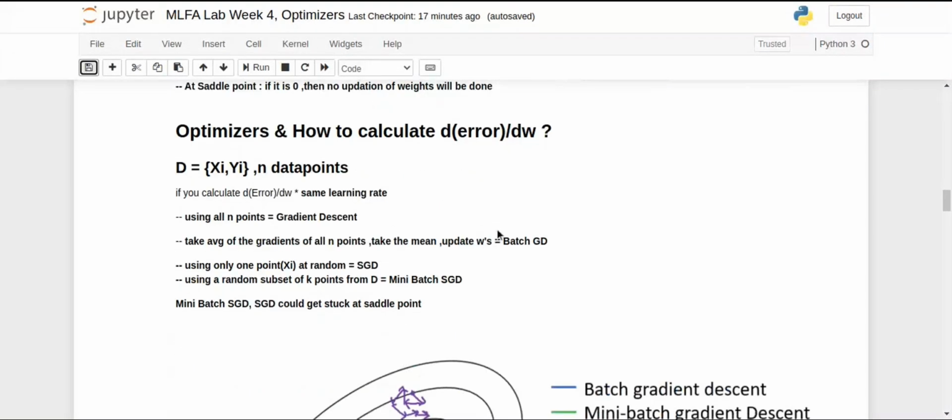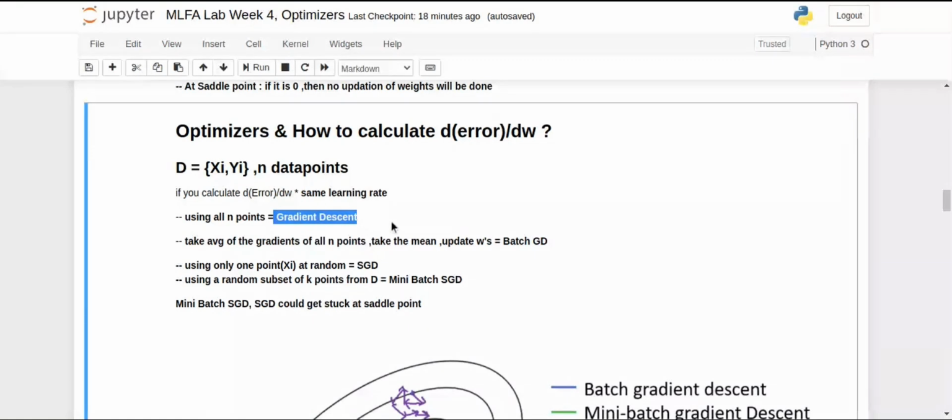So now some optimizers and how to calculate d error by dw. First I have taken this data set D equal to xi, yi with n data points, and now you want to calculate d error by dw into some learning rate. And one more thing, for stochastic gradient descent, first we have to take k points from the training data set. If k equal to n, then it is called gradient descent.